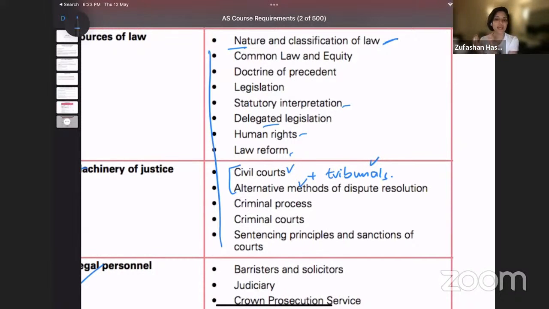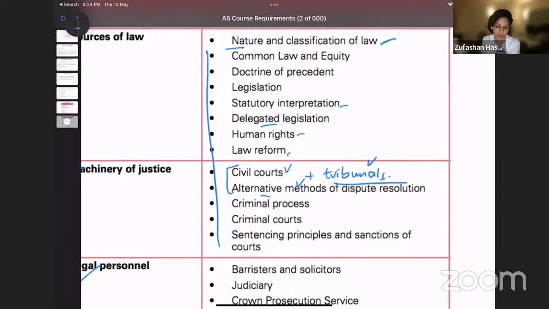For example, if a question is asking you about the civil courts and how the courts operate, high court, county court, and so on, and then they ask you, are the courts a more effective method or not? But effective compared to what? Compared to tribunals and compared to other methods of resolving disputes. So you've got to understand that the evaluation, the comparison will come from the other 2 parts, this one and this one, right? So these 3 should be done together.